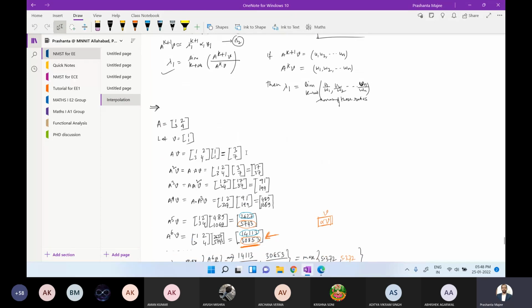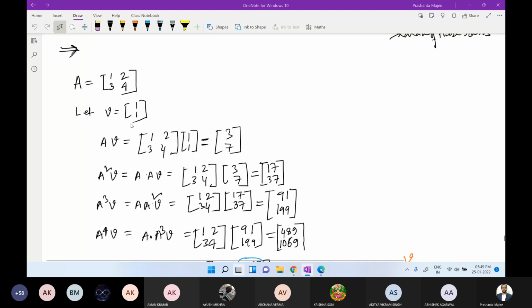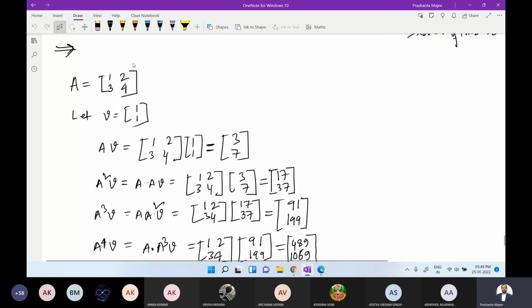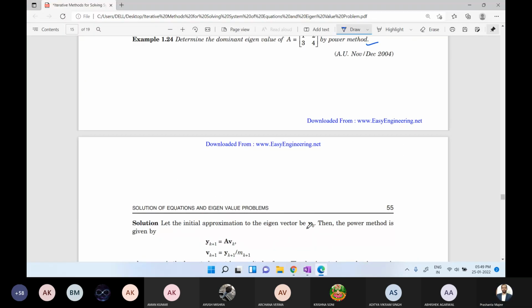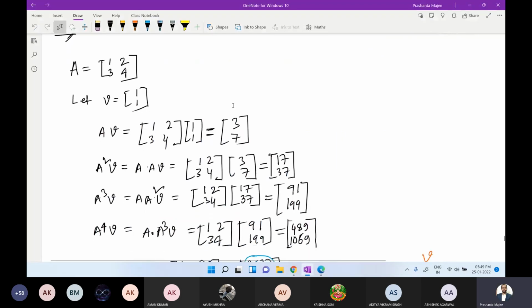Yes. So you see, you have the matrix. What is the matrix here? 1, 2, 3, 4. You see, that same matrix. You have to find the dominant eigenvalue, the largest eigenvalue of the matrix A. So you choose an initial guess. It should not be 0. You choose any initial guess other than 0. So I am choosing 1, 1. This is the initial guess I have chosen.